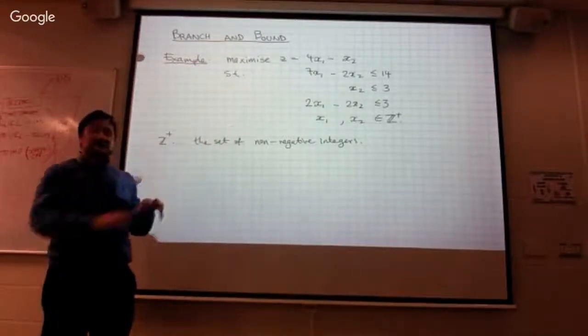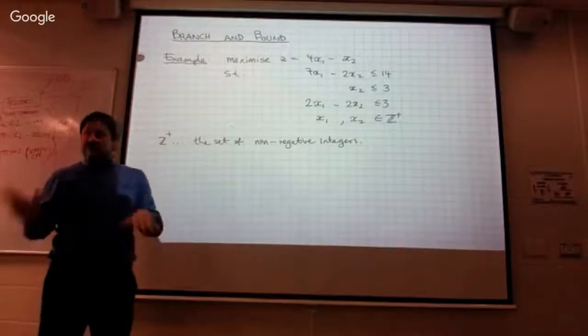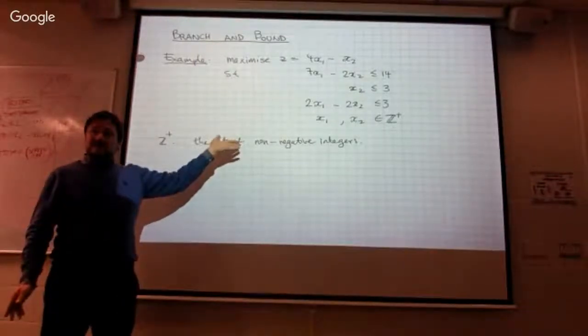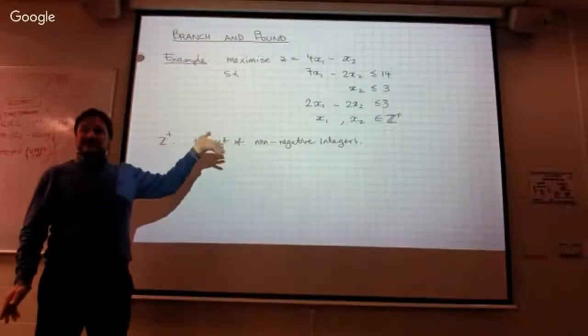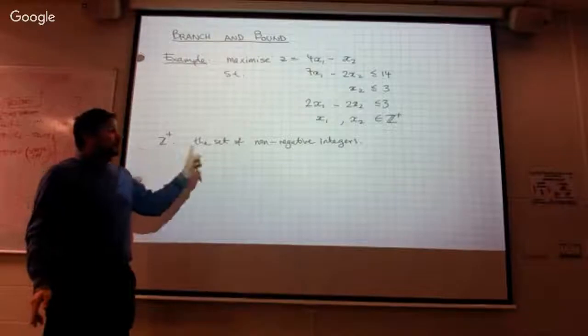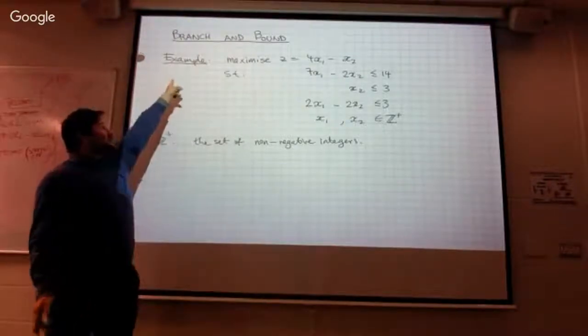And then I could branch again, and branch again, and branch again. This is indeed the idea of solving a problem like this, where the variables are not necessarily 0 or 1. Let's branch. But what is bound?